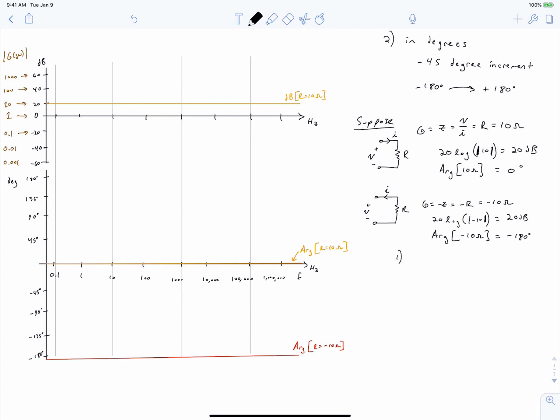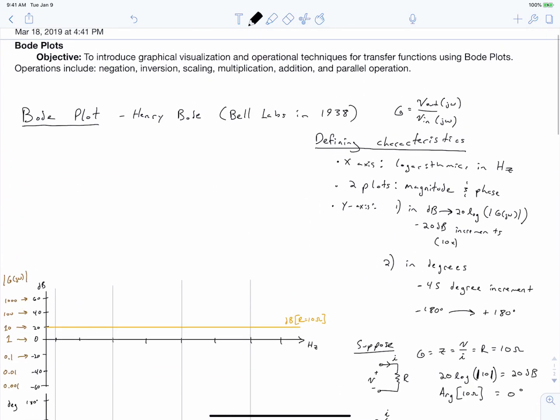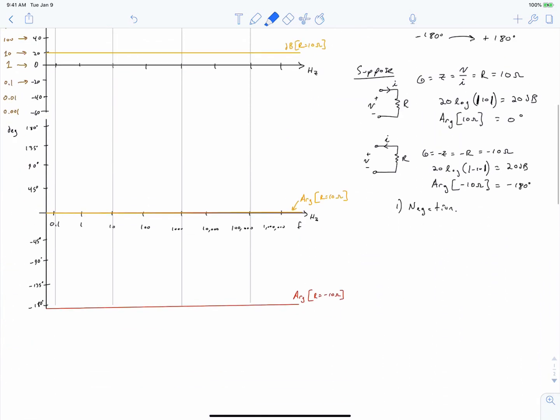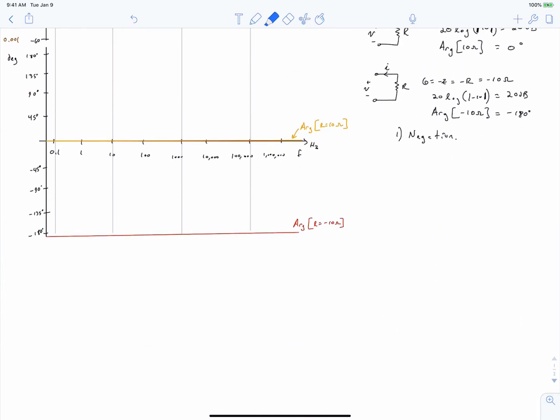And this operation right here corresponded to a negation. So we said at the beginning of this video that we're going to consider operational techniques. So we want to be able to negate, invert, scale, multiply, add, and parallel transfer functions. And we just checked off our first one. We show what happens when you negate a transfer function. That is, the magnitude remains the same, but its phase angle is 180 degrees different.